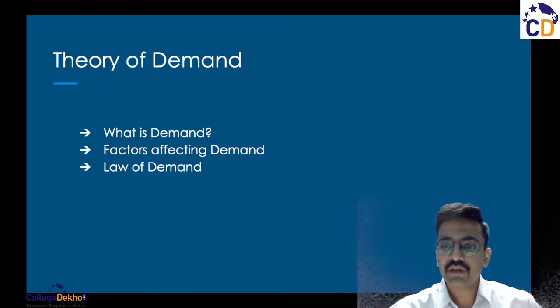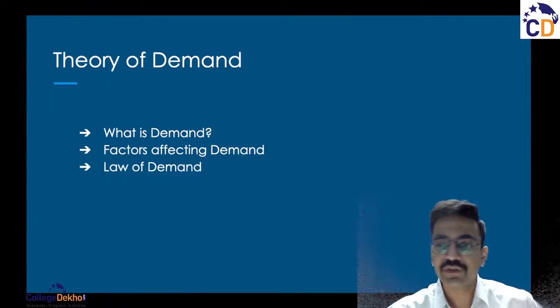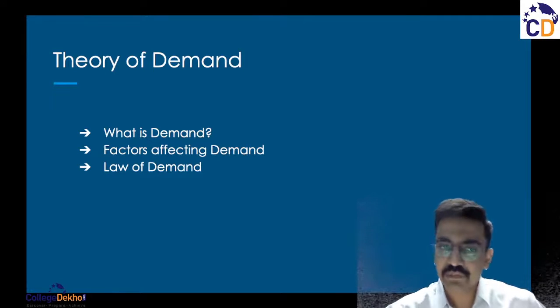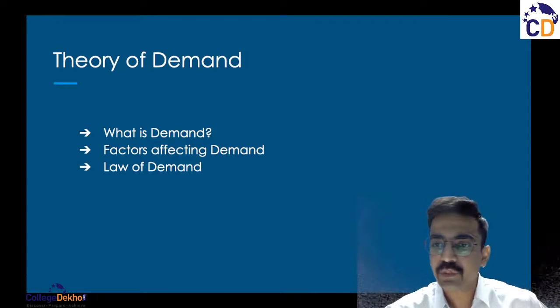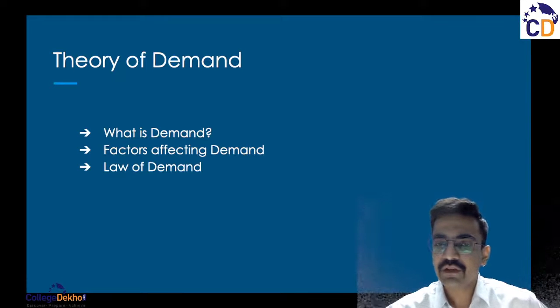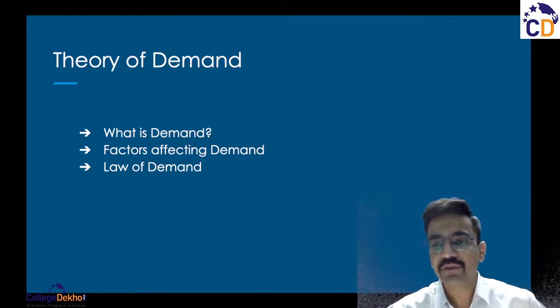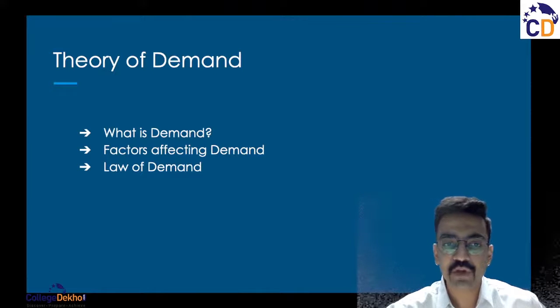Now let us look at the different factors that affect the demand of a commodity or of a service, right? So there could be many different factors. Let us take a brief look at them. These factors could be, first of all, the price of the commodity.